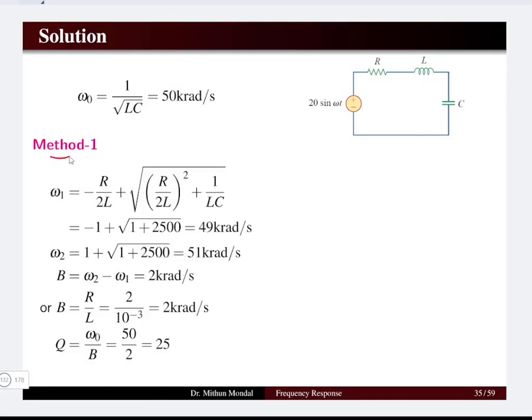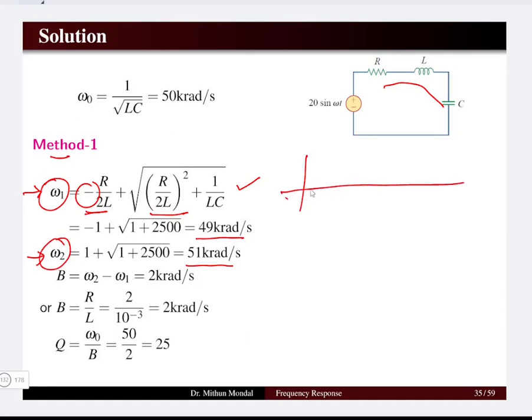We'll go by method 1, where we find the half power frequencies omega 1 and omega 2 directly from the RLC components, which is equal to minus R by 2L plus under root (R by 2L) whole square plus 1 by LC. This is the first formula. In the second formula, we have the negative sign removed. That gives 49 kiloradian per second and 51 kiloradian per second. So these are omega 1 and omega 2, the half power frequencies.